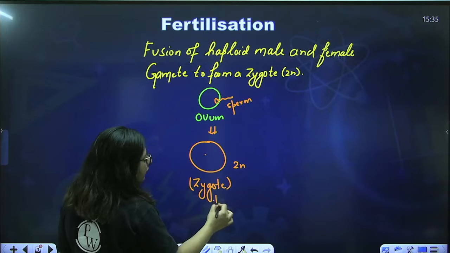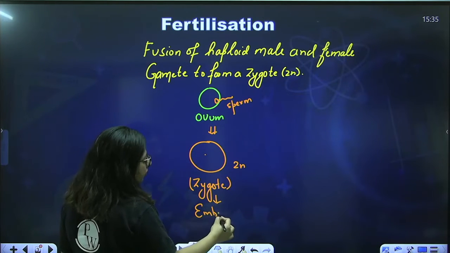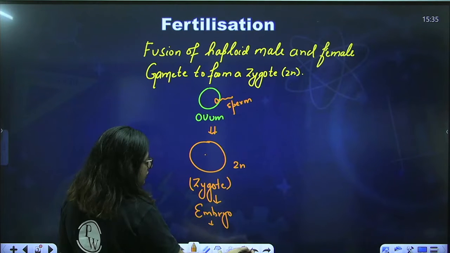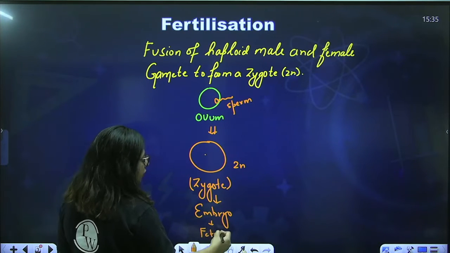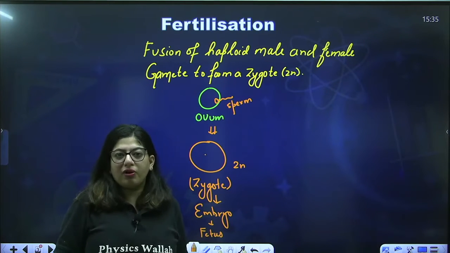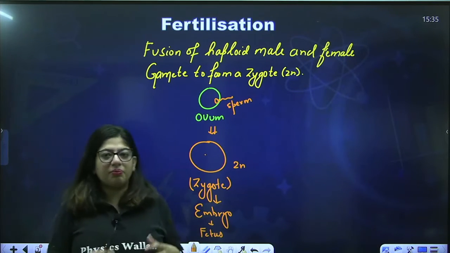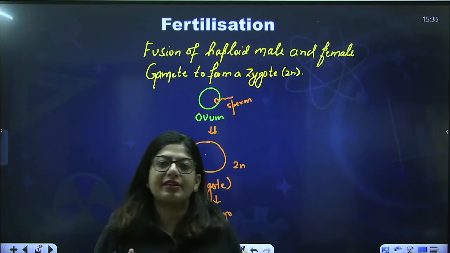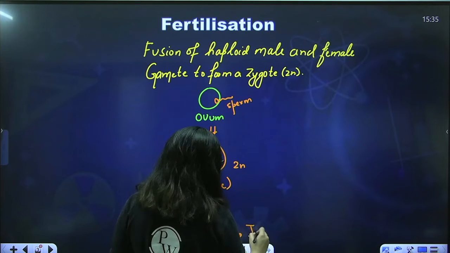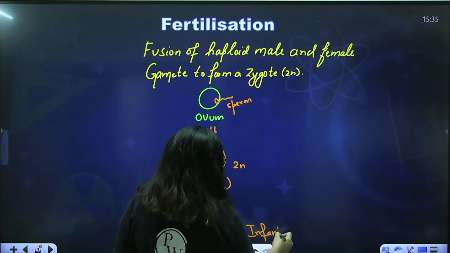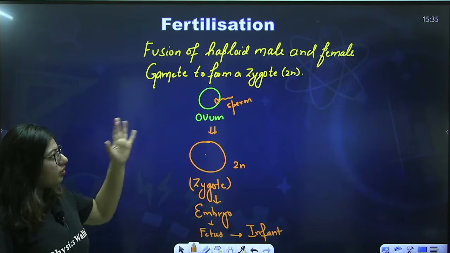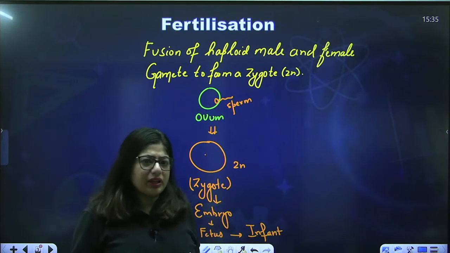Fine, and this zygote will then become an embryo, and then a baby will come out. After the embryo, what is formed? Fetus. Embryo is the early stage in the womb of the mother, and fetus is a baby which has all the organs formed, right? And when it takes birth, you call it an infant. After birth, the baby is known as an infant. That's the difference.